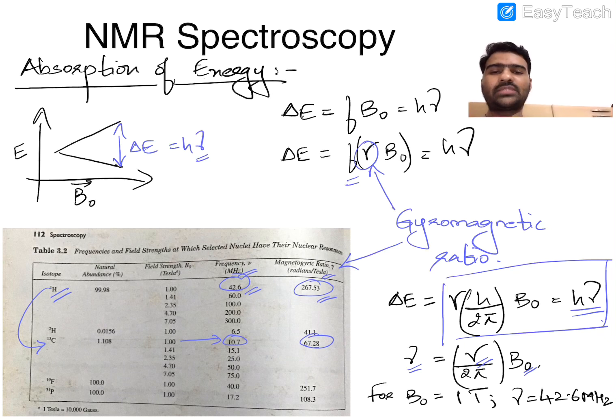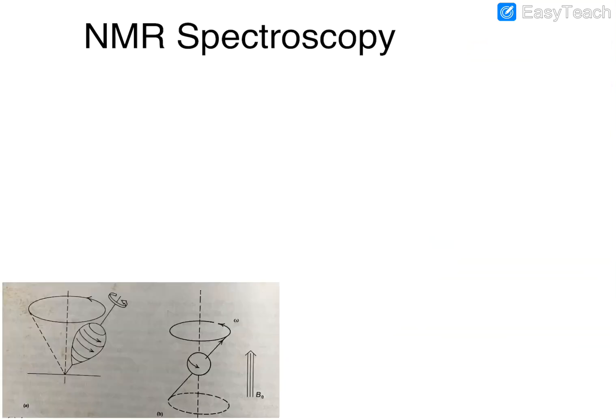And if we substitute experimental values here for a proton, typically we get that when the external magnetic field is exactly 1 Tesla, putting all the values in place, we get the value of frequency to be 42.6 megahertz. That's exactly what has been specified here as well. So that's the gyromagnetic ratio.